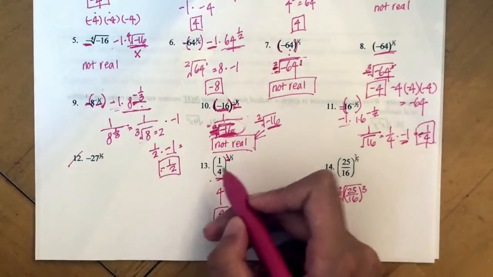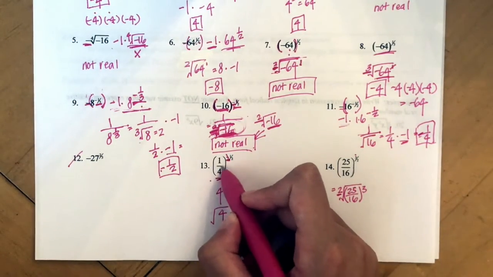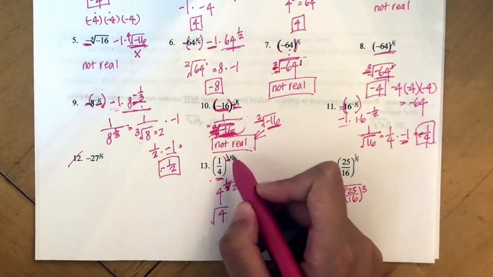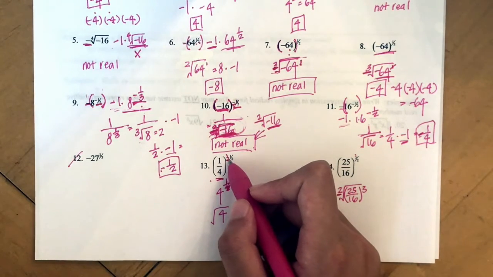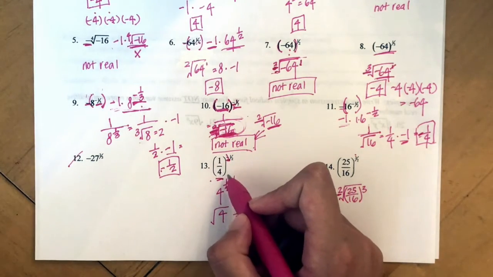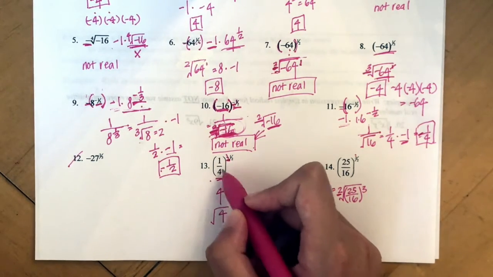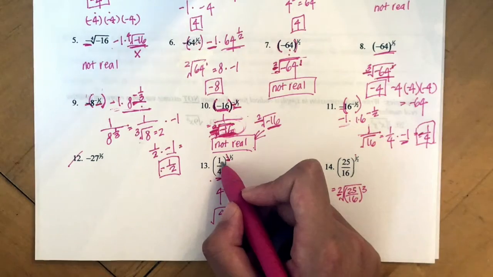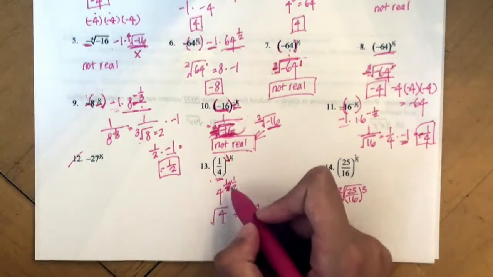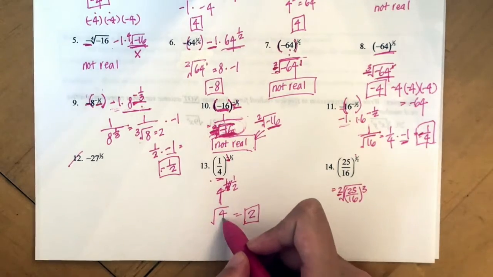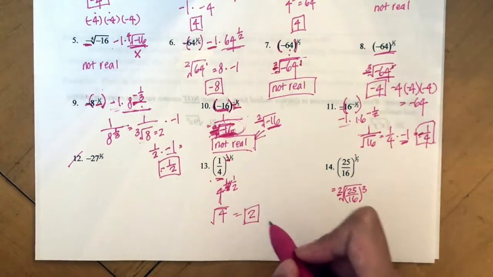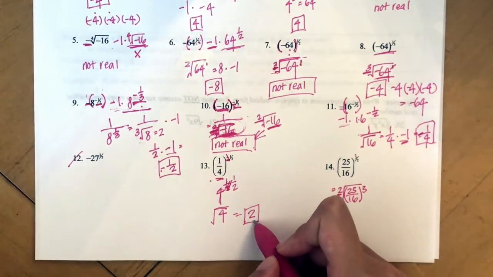So for number 13, we have 1/4 to the power of negative 1/2. In order to get rid of the negative sign, we are going to take the inverse of 1/4, which is actually just 4. So we're just flipping the denominator and numerator. So what we end up with is 4 to the 1/2, which is just the square root of 4, so we get a final answer of 2.